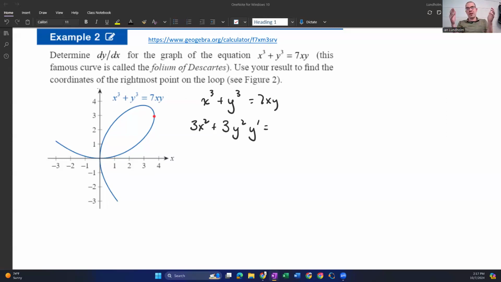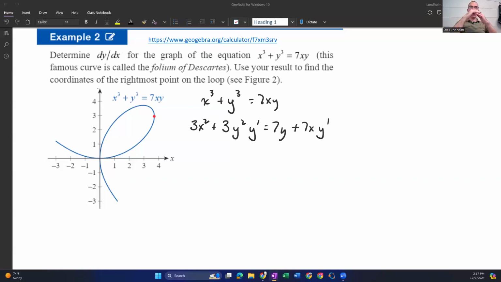On the right-hand side, we've got 7xy. This is actually a product rule because we've got 7x as a function of x and then y as some unknown function of x. Let's treat 7x as our first function and y as our second function. If I take the derivative of the first function and multiply it by the second, I would get 7y. And if I leave the first function alone and I multiply by the derivative of the second function, I would have 7x times y prime. And so that is the product rule on the right-hand side because we've got a product of two functions of x.